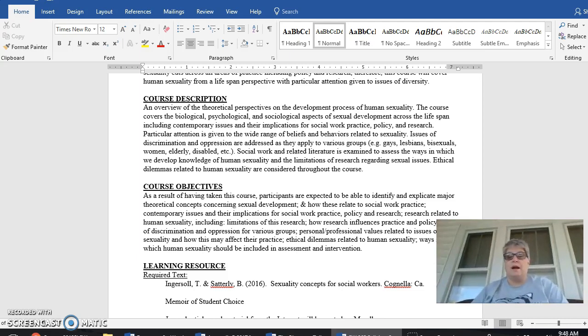We'll look at the wide range of beliefs and behaviors related to sexuality, both within the United States and internationally. I welcome you to look beyond Pennsylvania, New York, New Jersey, wherever it is that you live. Students in the past have looked at issues around sexuality in African countries or in England.